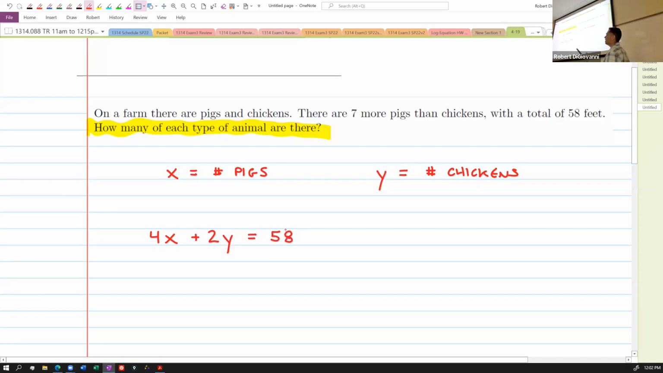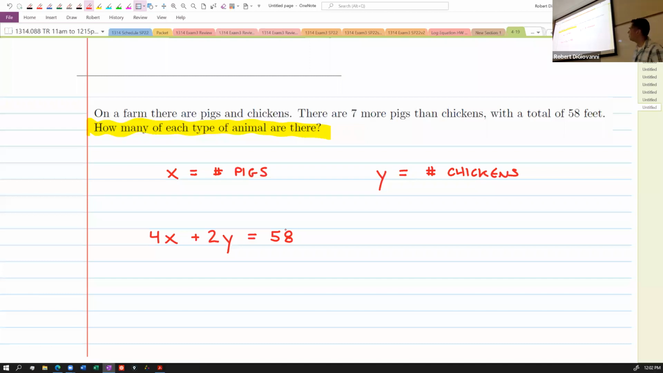Do you all see that this is exactly the same problem as the one we just did with dollar bills, except 5s and 10s, right? We had the number of 5s, the number of 10s. For each $5 bill, we multiply by 5. For each 10, we multiply by 10. Here, because we're talking about chickens and pigs, pigs have 4 feet. Chickens have 2 feet. So we put this together, and that must equal 58. Good. That's our first equation.